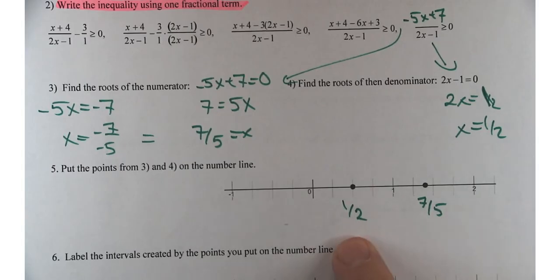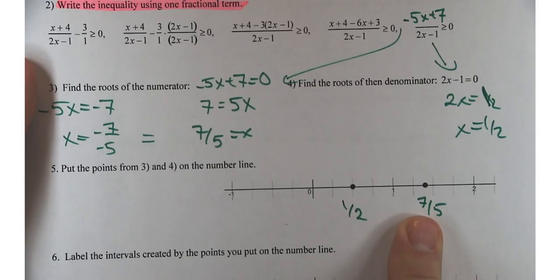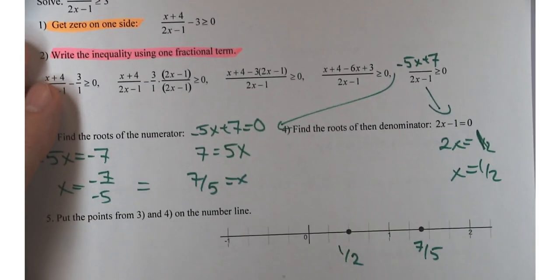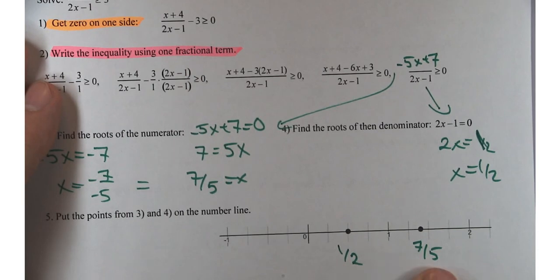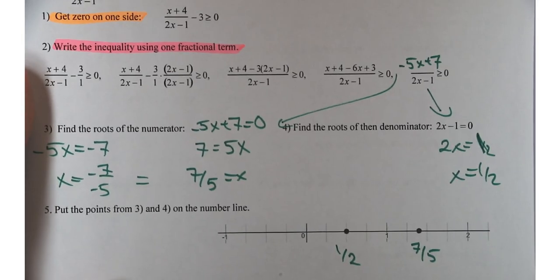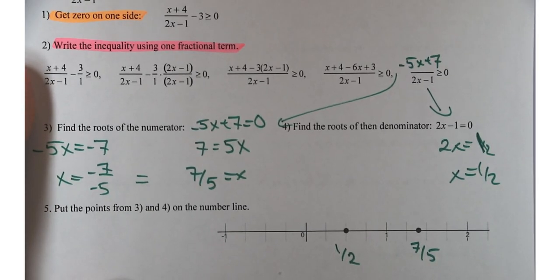Which one of these can't I use in this expression? Which value? X equals 1/2 or x equals 7/5? Go ahead. X equals 1/2. Good. Why? Because it's in the denominator.